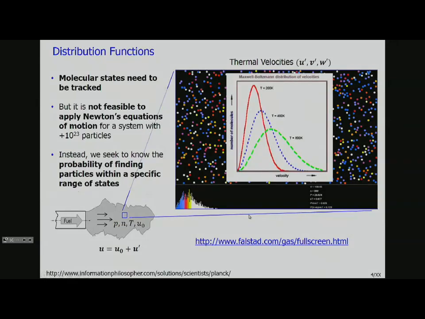So for example, there are these distribution functions here. If we have different temperatures, with velocity on the x-axis, under different gas temperatures, we see the probability of our molecules having certain velocities. So for example, for 200 degrees, most likely our velocity is here, for 800 most likely it's there, and basically you just randomly sample from this distribution function.